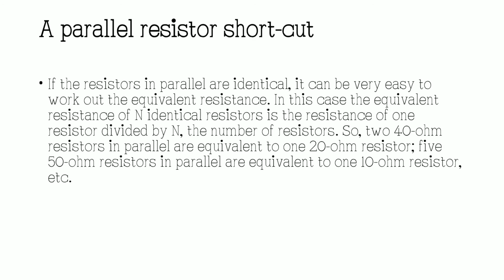So now we will talk about parallel resistors in short. If the resistors in parallel are identical, it can be very easy to work out the equivalent resistance. In this case, the equivalent resistance of n identical resistors is the resistance of one resistor divided by n, where n is the number of resistors. So, two 40 ohm resistors in parallel are equal to a 20 ohm resistor. Five 50 ohm resistors in parallel are equal to a 10 ohm resistor, etc.